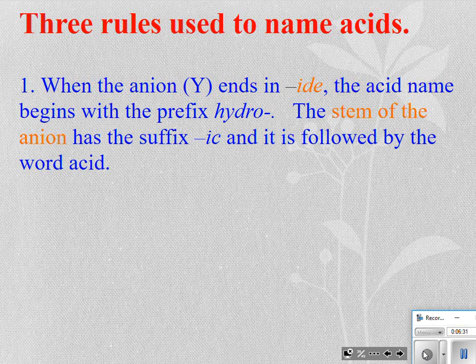The first one is the IDE ending. If the anion ends in IDE, the acid name begins with the prefix hydro. Then we take the anion, substitute an IC at the ending, and then follow that by the word acid.